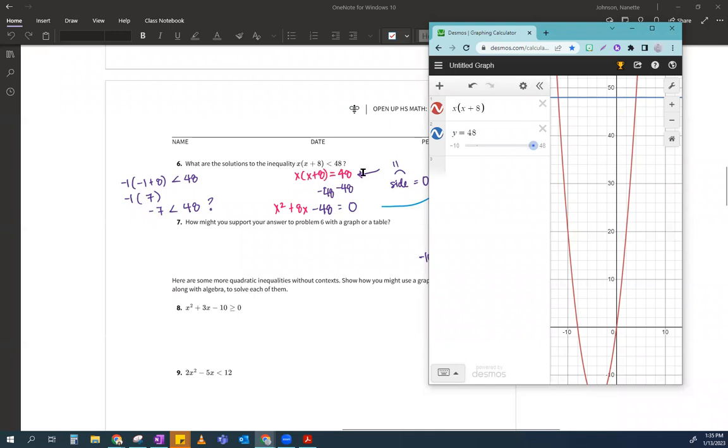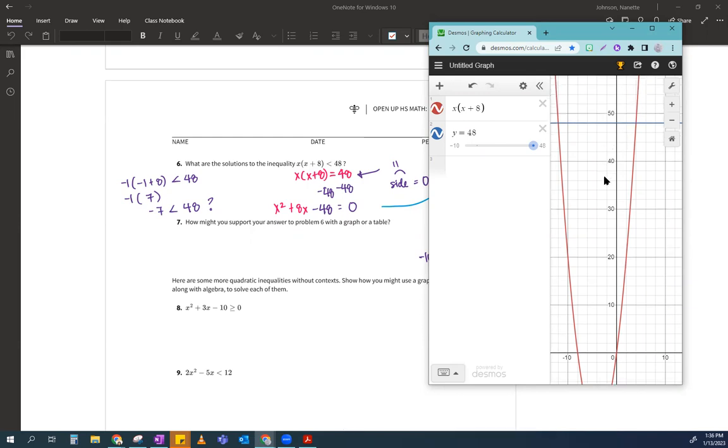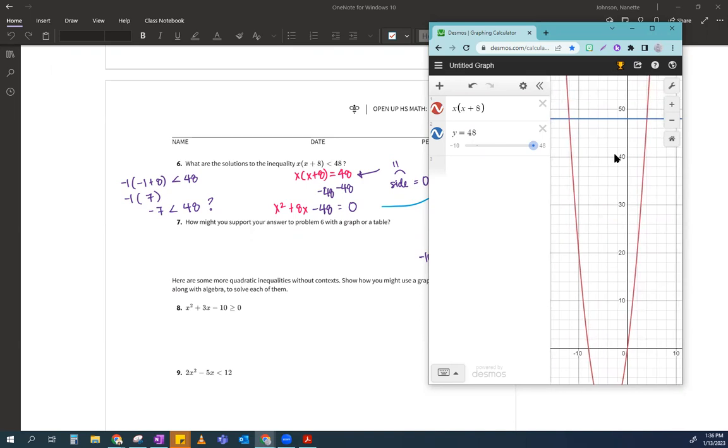When is x times x plus 8, the red guy, less than the blue guy? When I say less than, I mean lower than. Do you see that in this picture? Do you see when the red guy is less than the blue guy? And you guys are like, yeah, all of this time, Miss Johnson, this whole time.